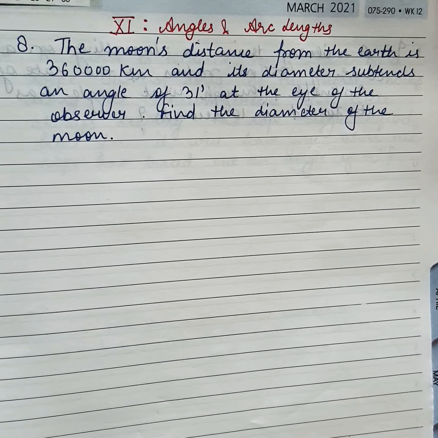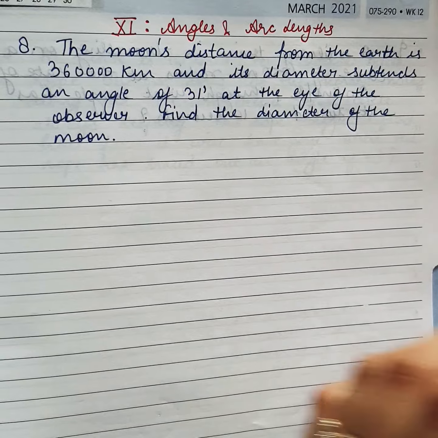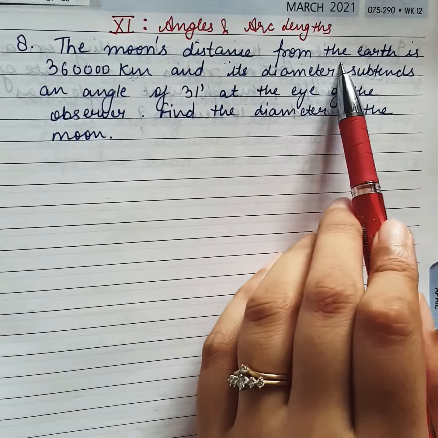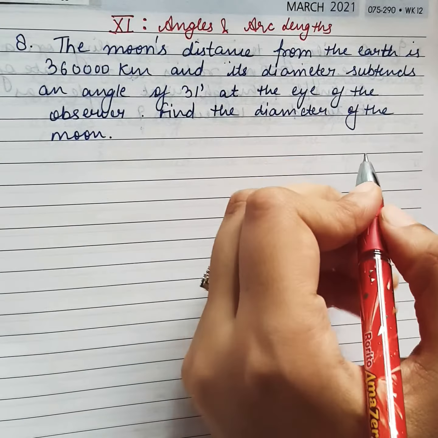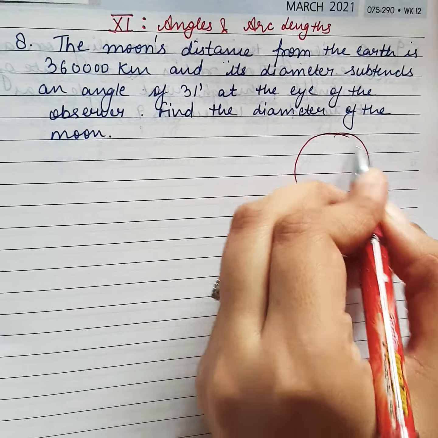Hello everyone. The topic is angles and arc length of class 11th trigonometry. The question for today is the moon's distance from the earth. So first of all, it's always better if we try a rough diagram.